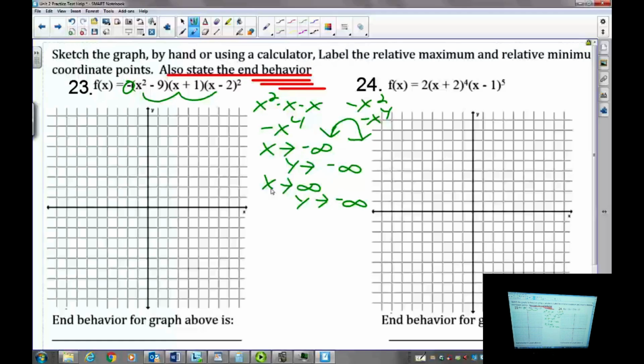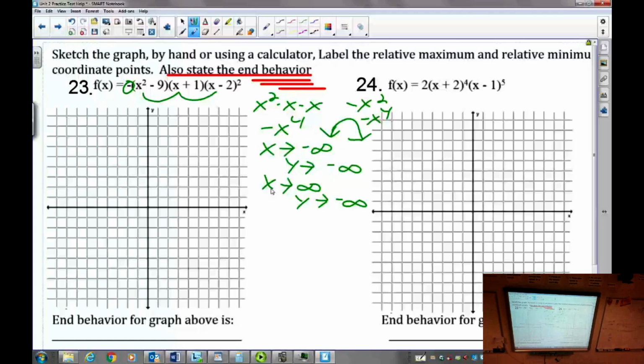I can't see. Where are you guys? There we go. So going downward there, that's the end behavior. Sketch the graph by hand or calculator. Label the relative maximum and minimum coordinate points. So by hand, you could actually do this. And how would you graph this by hand?